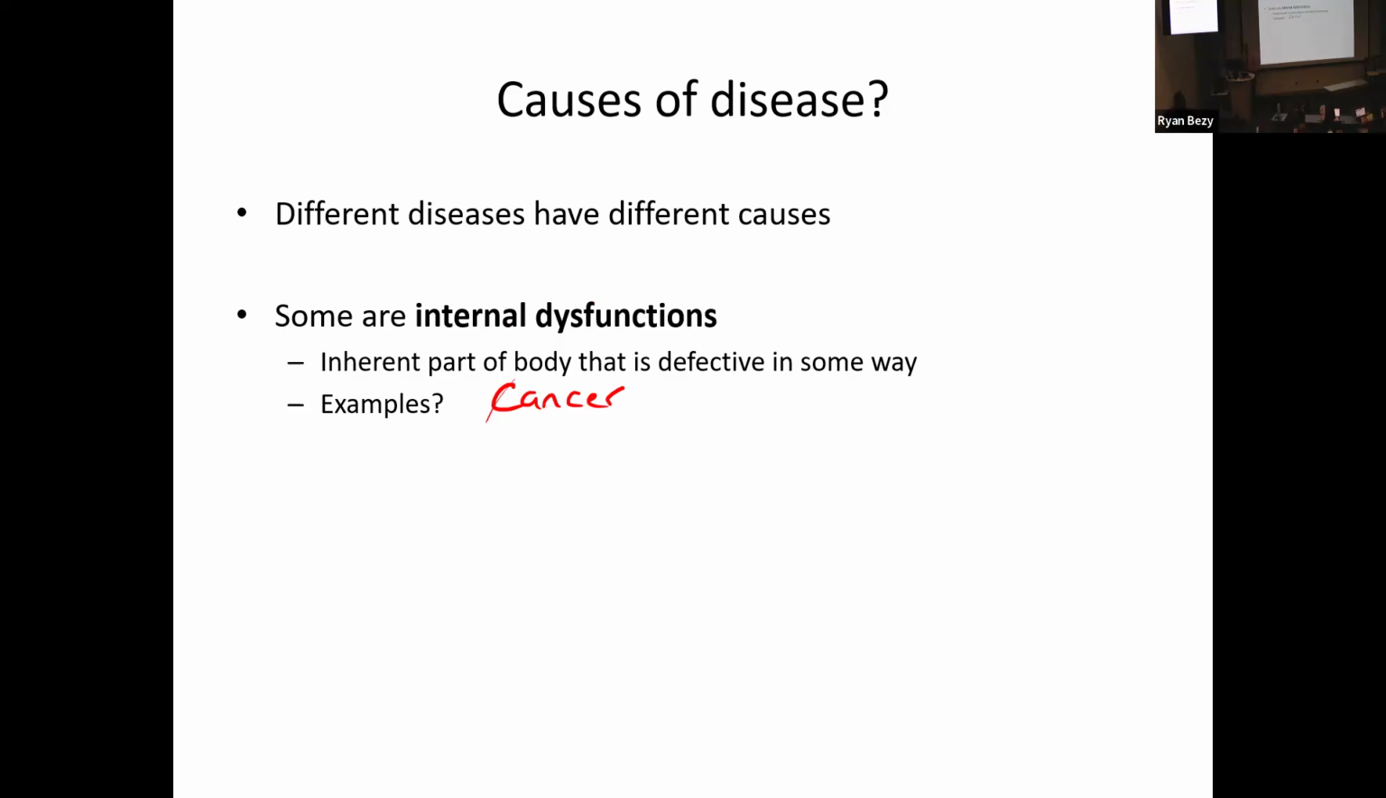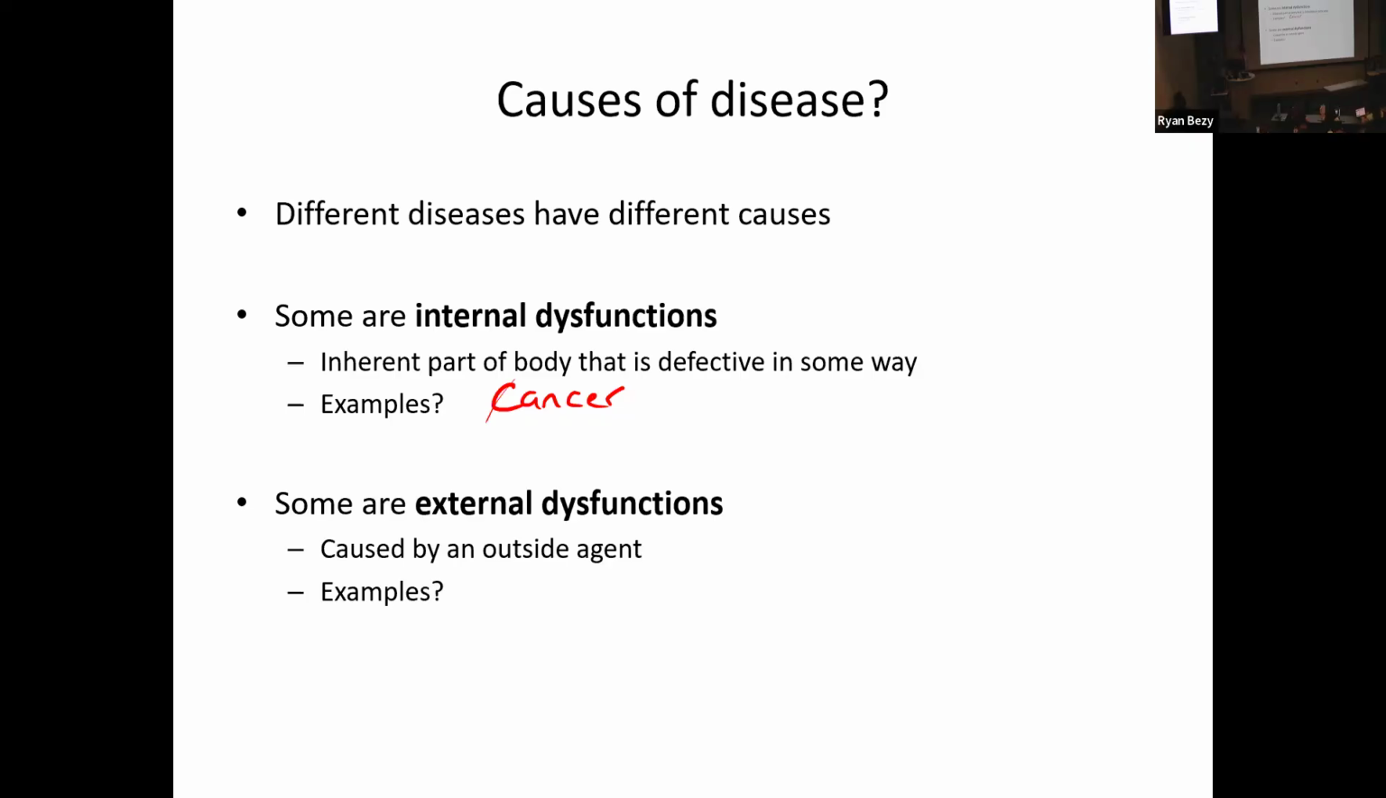Cancerous cells are normal body cells that have been changed or transformed, and now they are growing and dividing in an unchecked manner. So cancerous cells are abnormal body cells that are no longer dividing or growing the way that they're supposed to. We're going to talk about some other examples of internal dysfunctions, but it could also be things like genetic disorders, autoimmune diseases. Those are going to be types of internal dysfunctions.